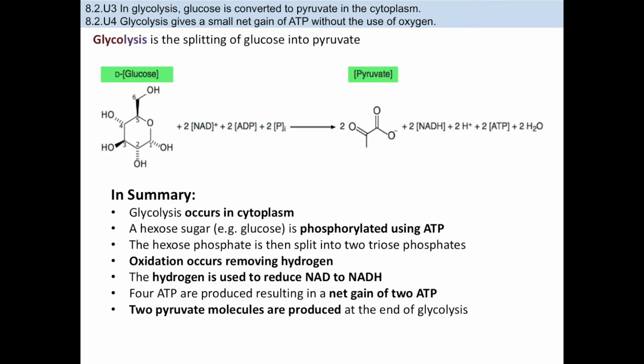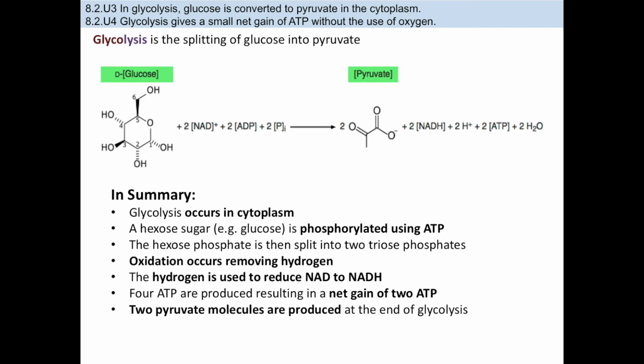But you can bullet point the keywords here. So you can put first bullet point, cytoplasm. Second bullet point, glucose phosphorylated by ATP. First step, we add phosphate to our glucose, right? What did we use? ATP. Next step, split. You can just say that, split. Glucose is split, right?